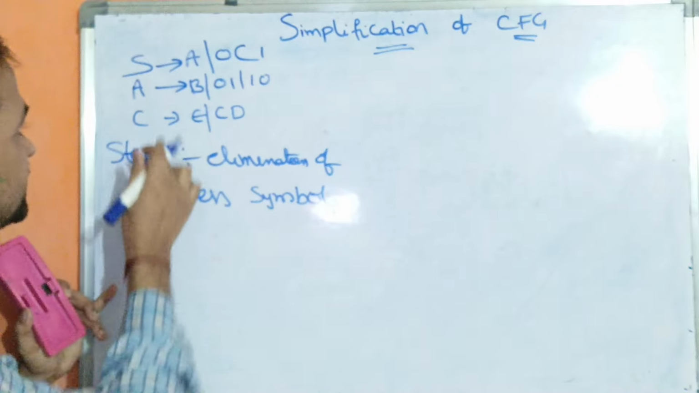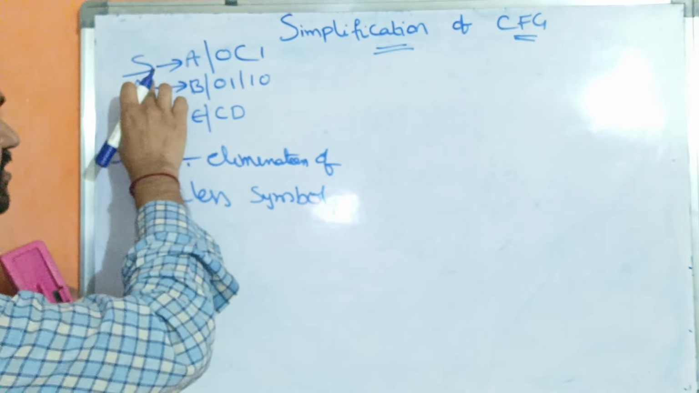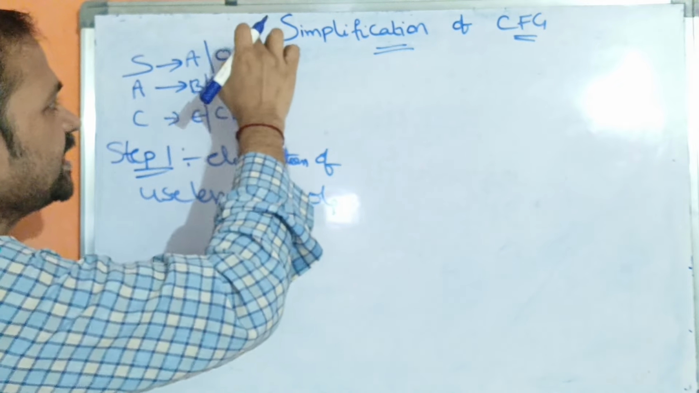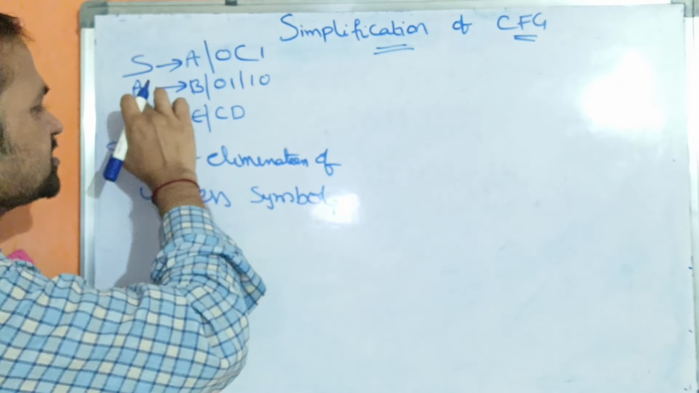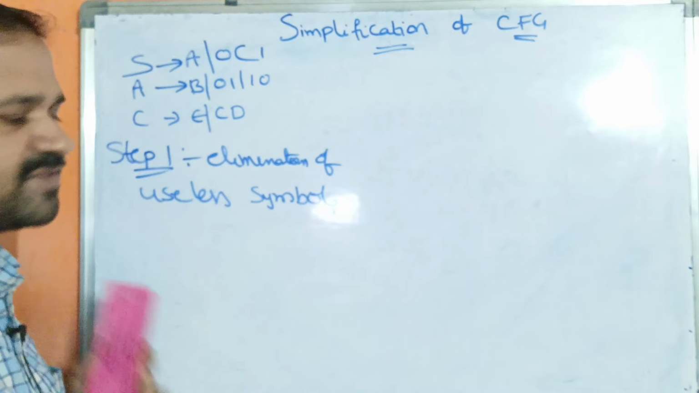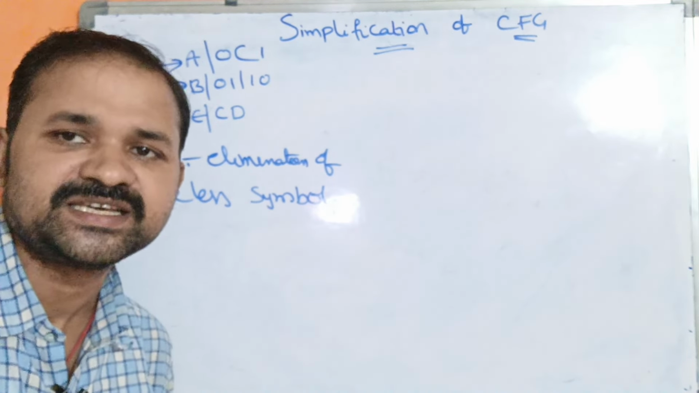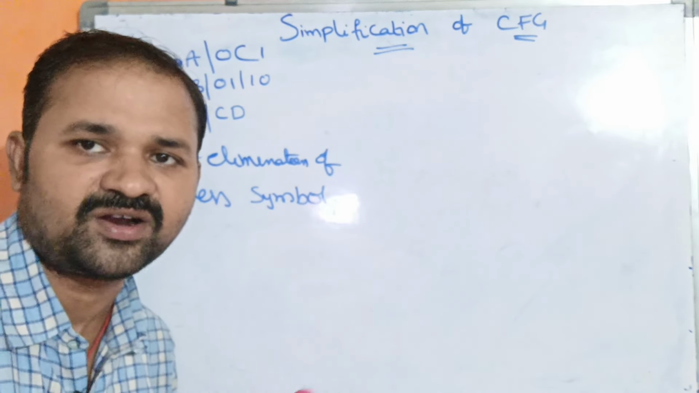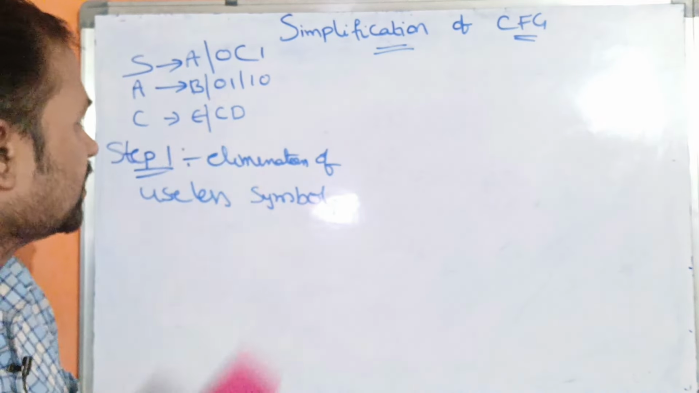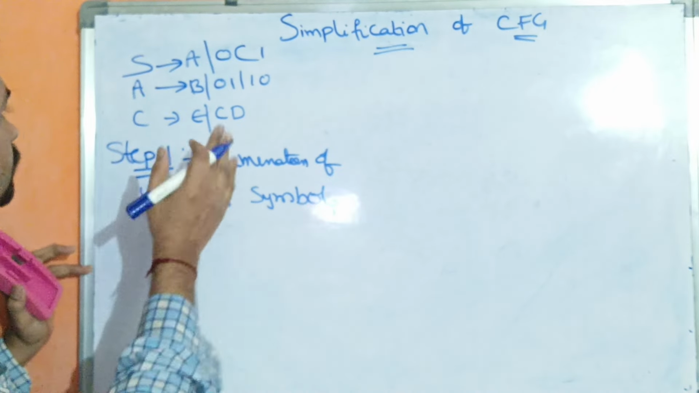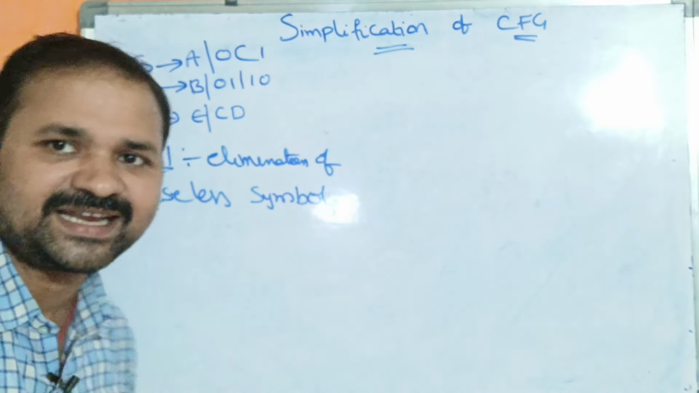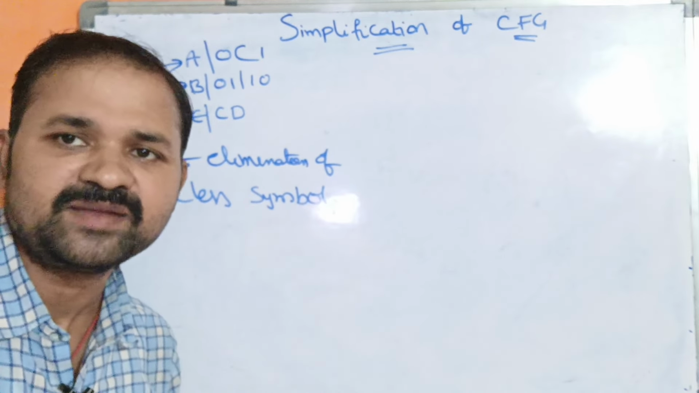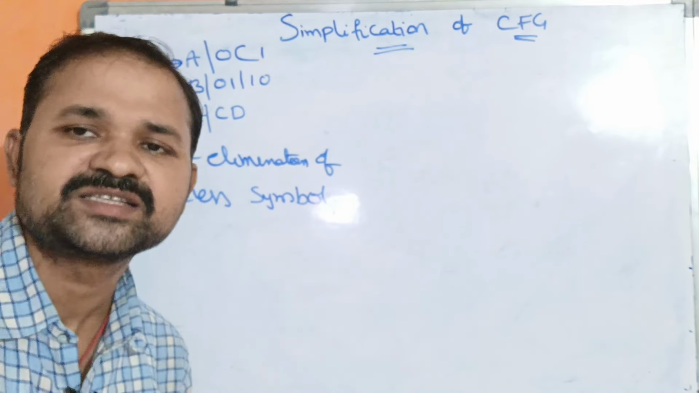The first production is S, with 2 productions: AB or 0C1. Here the non-terminals are A and C. A productions are available, C productions are available. So we can say that A and C are useful only. They are not useless. Now let us see the second condition. What is the second condition? We have to check whether the non-terminal produces a string of terminal symbols or not.